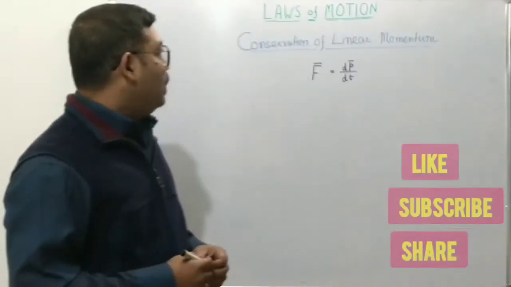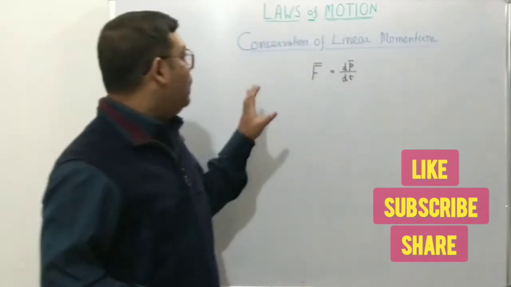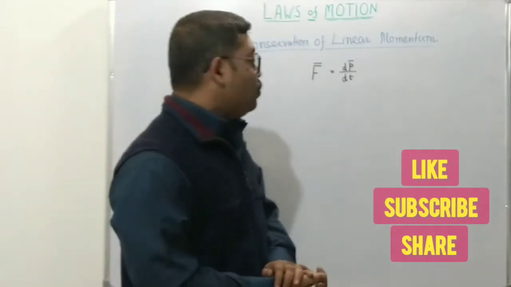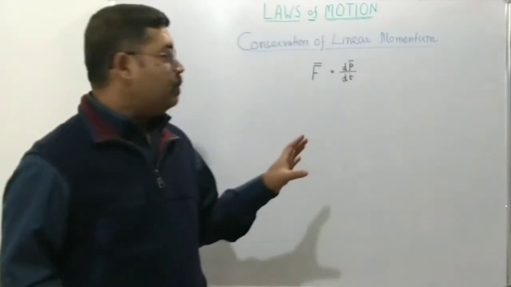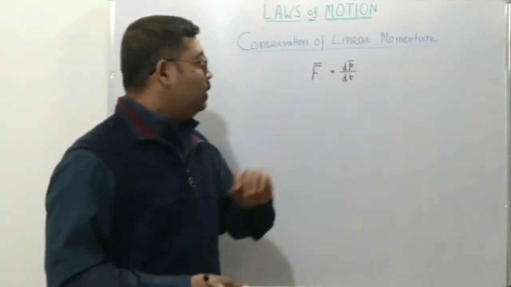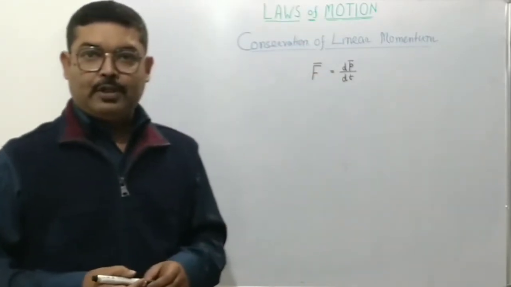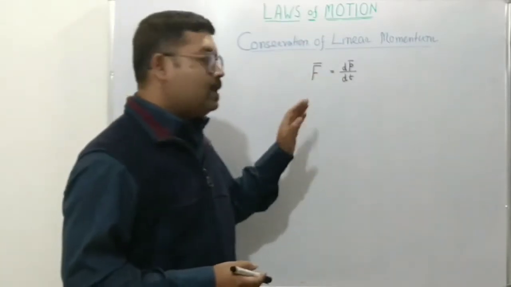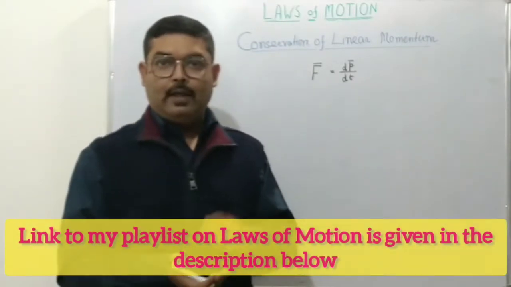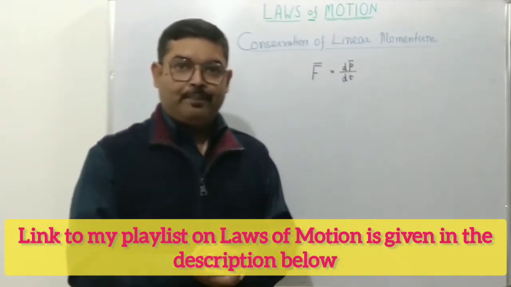Today we will be continuing our discussion of laws of motion, and the first topic that we will be dealing with today is the conservation of linear momentum. Now Newton's laws of motion, particularly the second law of motion, gives us F equals dp by dt, that is, force is equal to the rate of change of momentum. We have discussed this in our earlier videos. If you haven't seen those videos, then the link to them is given in the description below. You may please refer to them.